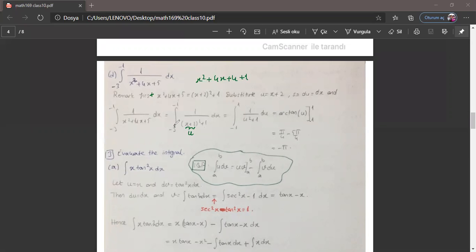And what about the boundaries? If x equals minus 3 here, we have minus 1 for u. And if it's equal to minus 1 here, we have 1, okay? Then what do we have? We have this arctangent u from minus 1 to 1, okay? We plug them and subtract and get this, minus pi.